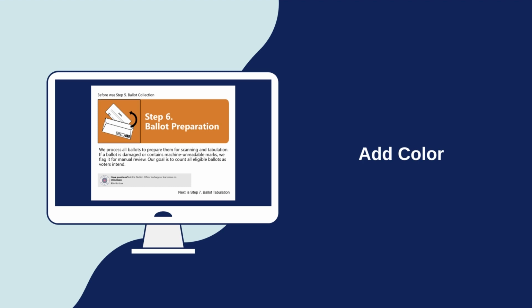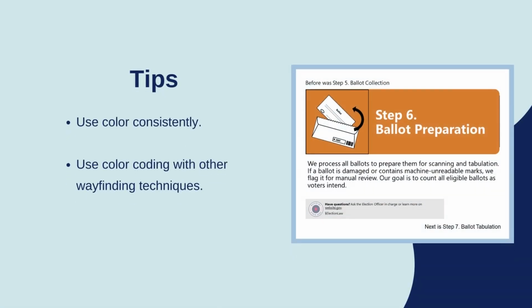The Center for Civic Design has also developed an election design color palette that can be used to color code election processes and materials. If you do not have access to color printing, you can instead print these materials on colored paper. Tips. Use color consistently.